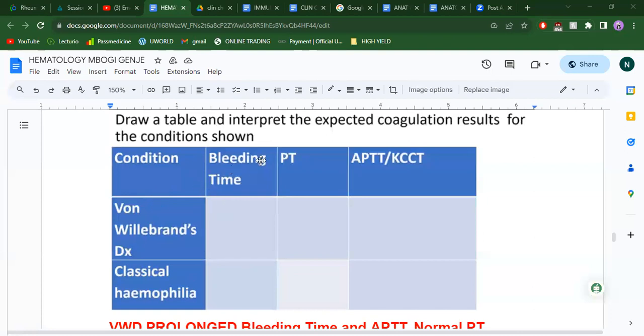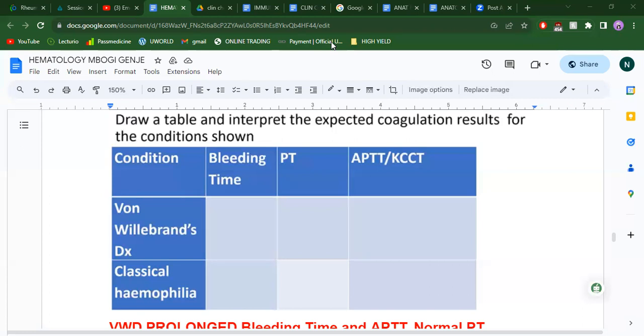So VWD: bleeding time prolonged, normal PT, prolonged APTT. So VWD, what is VWD? Dysfunction or insufficient von Willebrand's factor. And we know von Willebrand's factor binds to factor 8. And we know factor 8 is in the intrinsic pathway. So we expect the APTT to be prolonged. Yes, and it is also a platelet disorder, so we expect bleeding time to be prolonged. PT will not be affected because it does not affect the extrinsic pathway.